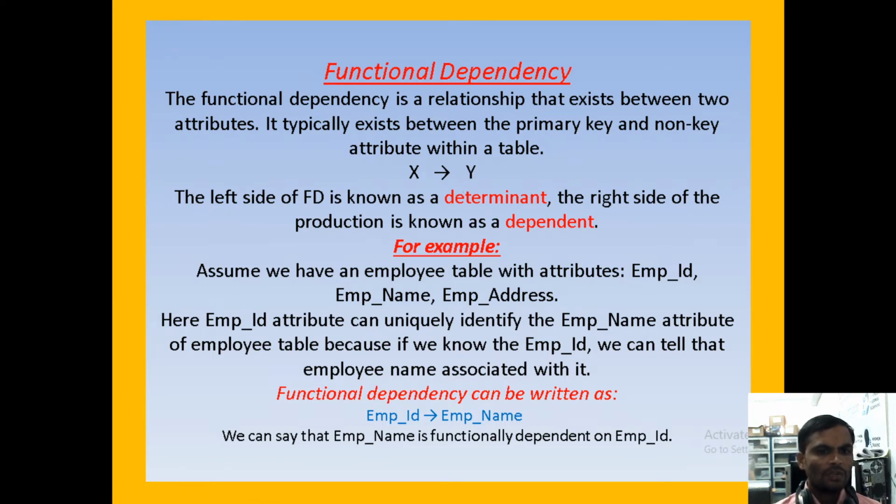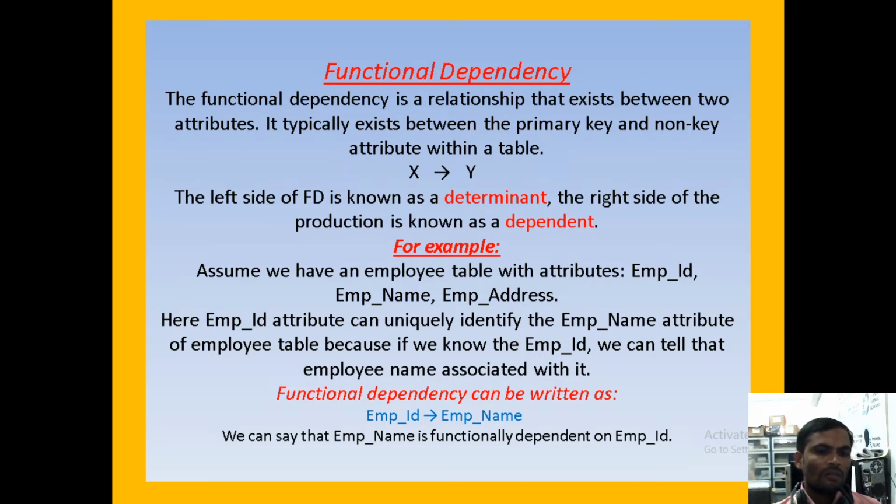Take the example of an employee table. Under the employee table we have the attributes employee ID, employee name and employee address. Here the employee ID attribute uniquely identifies the employee name attribute under the employee table.